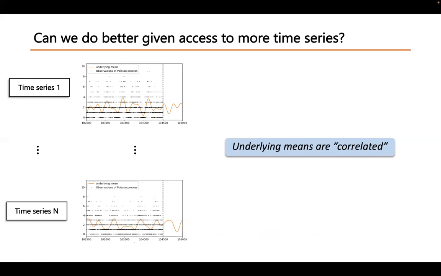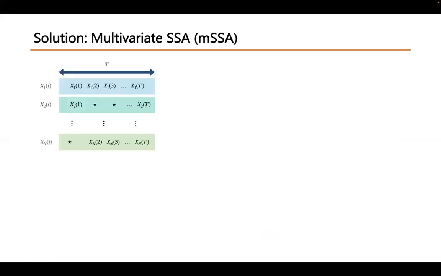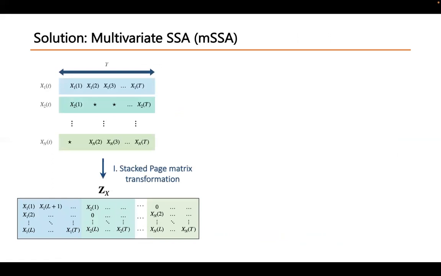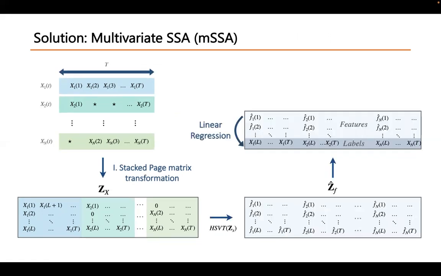So now, instead of just having one time series, you have n time series. A simple solution to this problem is something called multivariate SSA, where you now take these n different time series and you create a page matrix out of all of them, and then you simply concatenate them column-wise. And then you perform the same two procedures afterwards, where you first do hard singular value thresholding, or PCA, to do the imputation. And to learn a linear model, you learn one linear model across all of these different time series together.